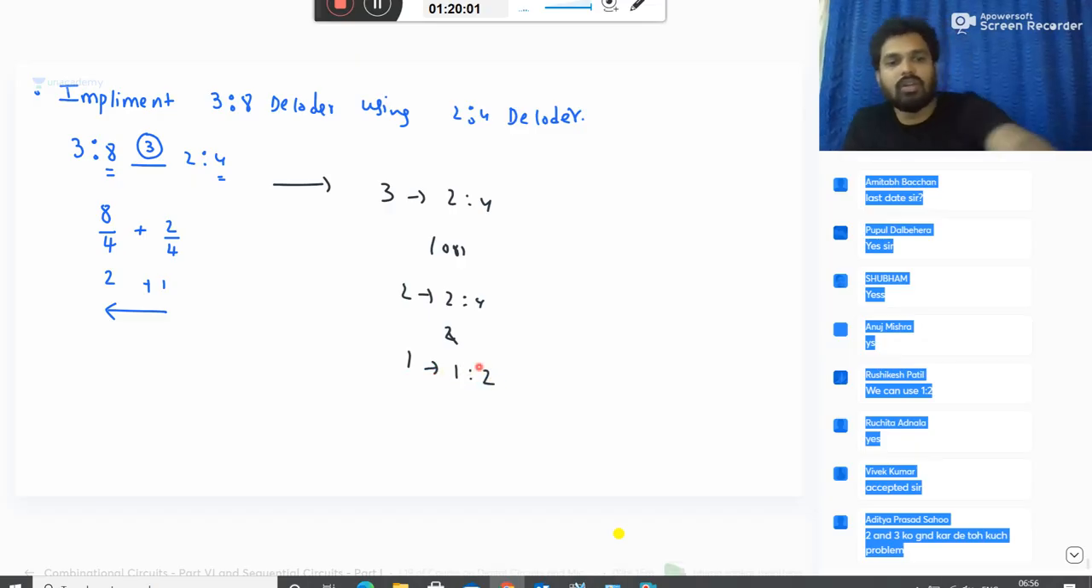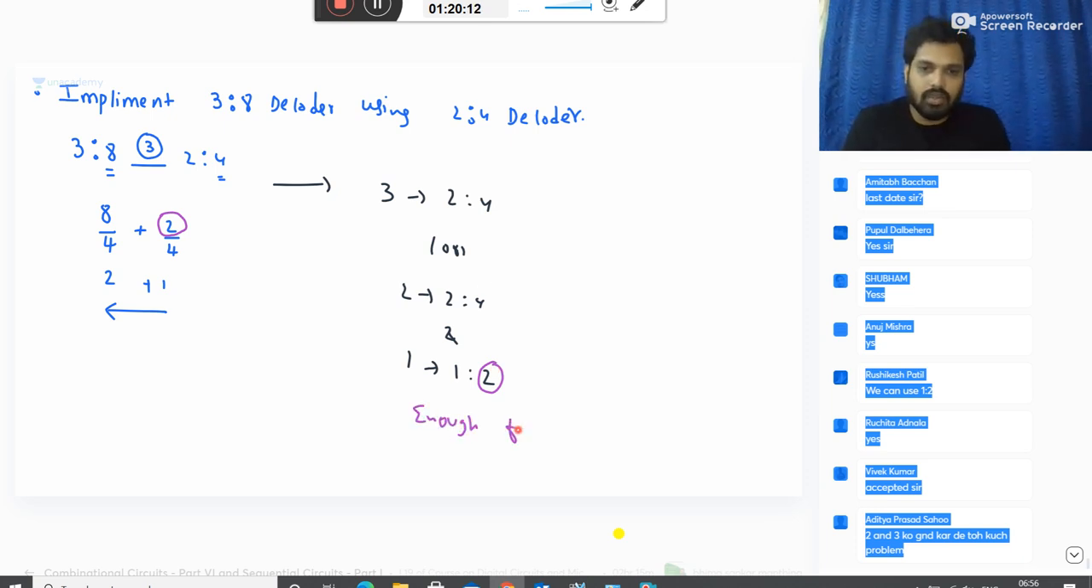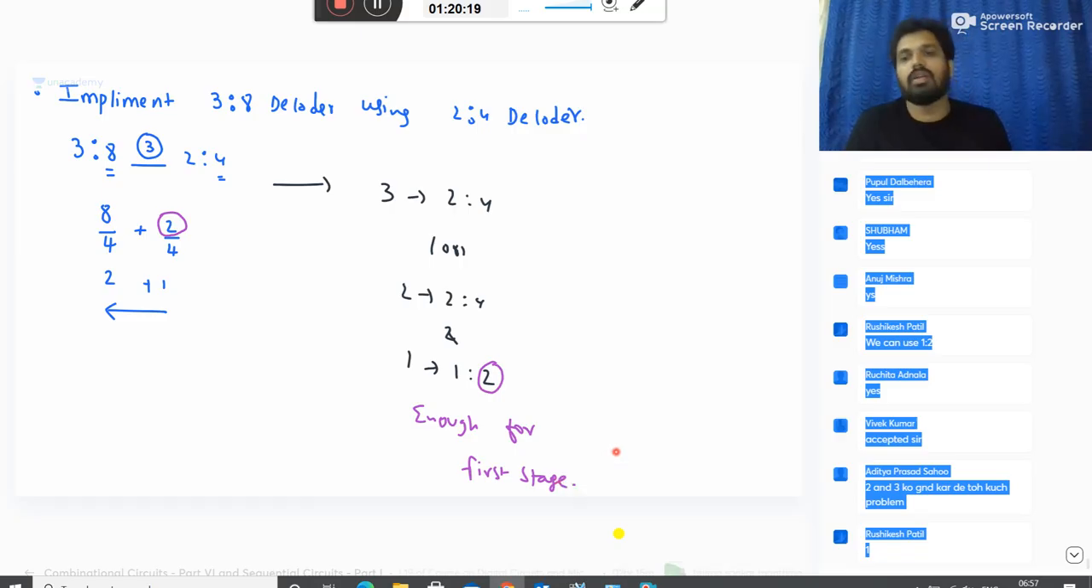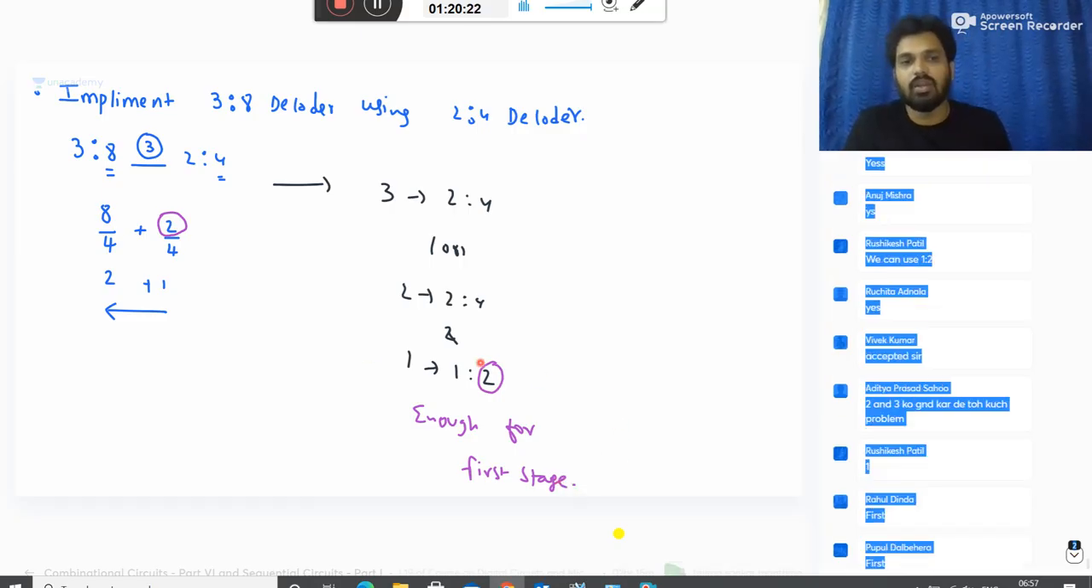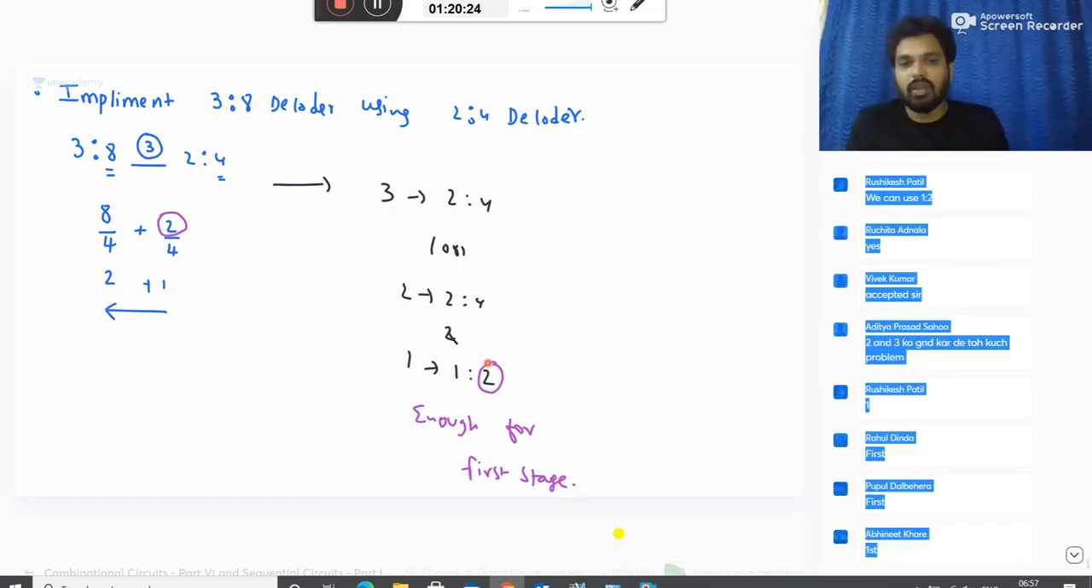Okay. So here you can say your answer is 3 2 by 4s, or 2 2 by 4 and 1 1 by 2. Why 1 by 2? Because this numerator is 2. You will get 2. Okay. Enough for the first stage, because the order is reversed here. Okay, you understand here 1 by 2 are inverter, because your 1 by 2 can be replaced by inverter. I told you.